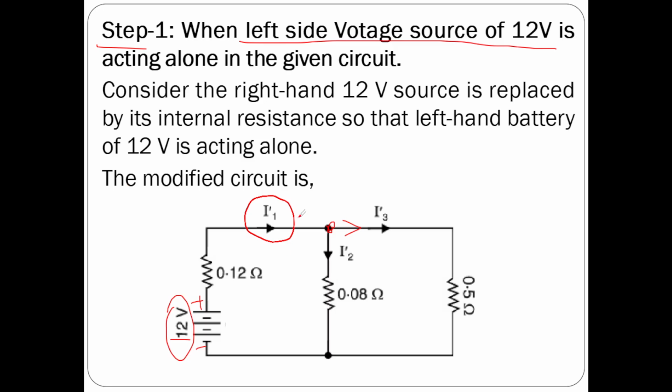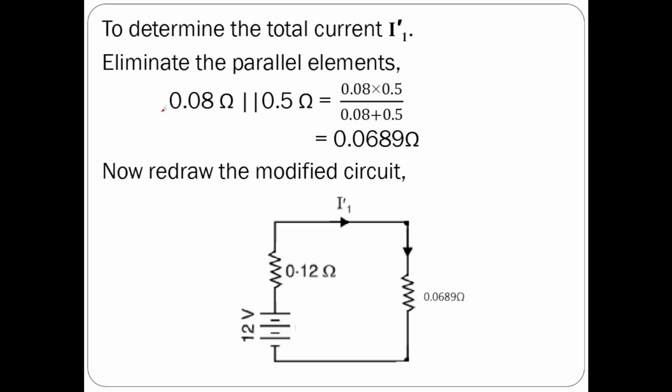I1 dash is the total current entering the circuit because of this source. Therefore let us first determine the total resistance in the circuit. When I1 dash current comes to this junction, it divides into two parts. That means the 0.5 ohms and 0.08 ohms are connected in parallel. Therefore determine the equivalent resistance of this parallel arrangement: 0.08 into 0.5 by 0.08 plus 0.5. If you simplify it, you will get 0.0689. Now replace the parallel arrangement by a single resistor of 0.0689 ohms.